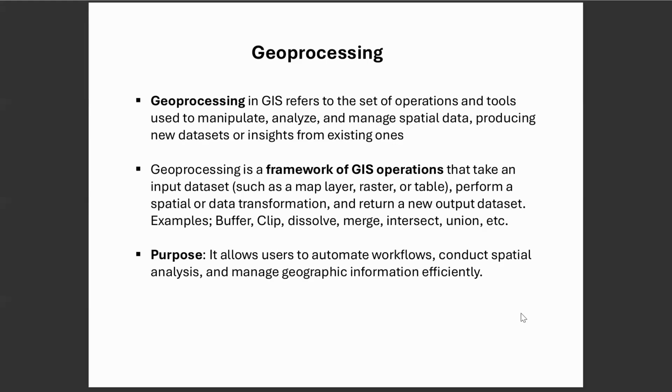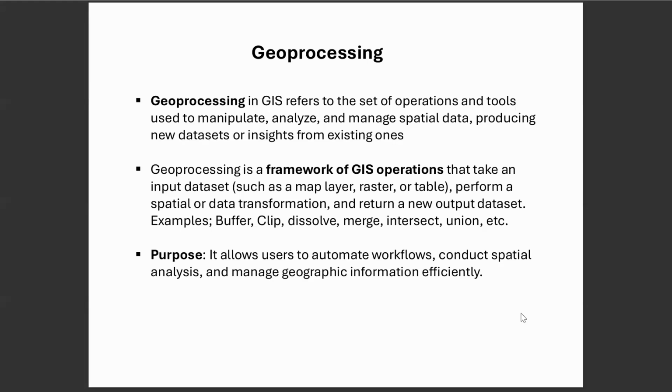Geoprocessing is a framework of GIS operations that take an input data set, such as a map layer, a raster, or a table. As I said, the input data can be the locations of universities in Ghana. We can use that and perform a spatial or data transformation. So we can use the universities of Ghana and perform geoprocessing analysis using, let's say, a buffer. And then we say, create a distance of 100 miles around all the universities so that we can see how many of the towns in Ghana are located within 100 miles of the universities.